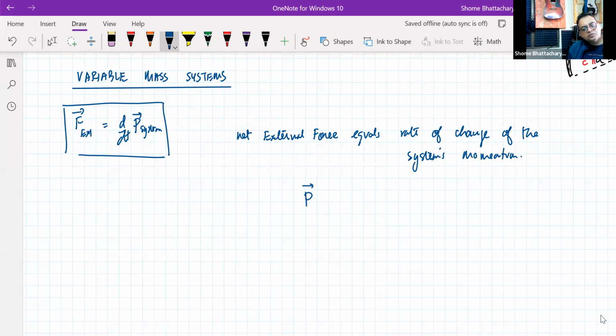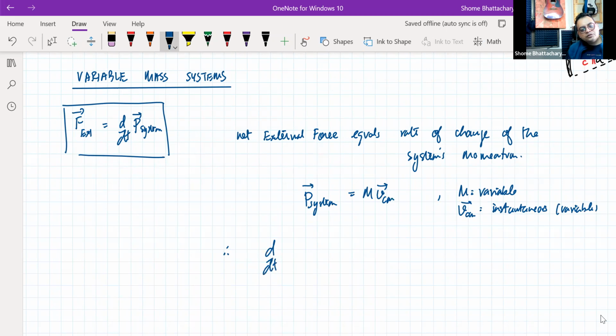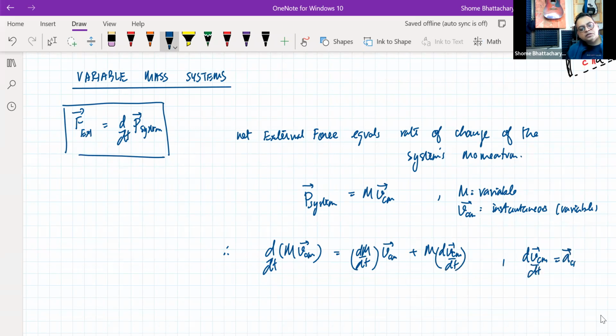Now, momentum of a system, you'll remember, was total mass into instantaneous velocity of center of mass. So here m may be variable, and VCM is also an instantaneous quantity. It's in general variable. So when we look at rate of change of mass into velocity of center of mass, we have to treat it like a product. So differentiation of first term into second term plus first term into differentiation of second, where of course we understand that instantaneous rate of change of velocity is acceleration.